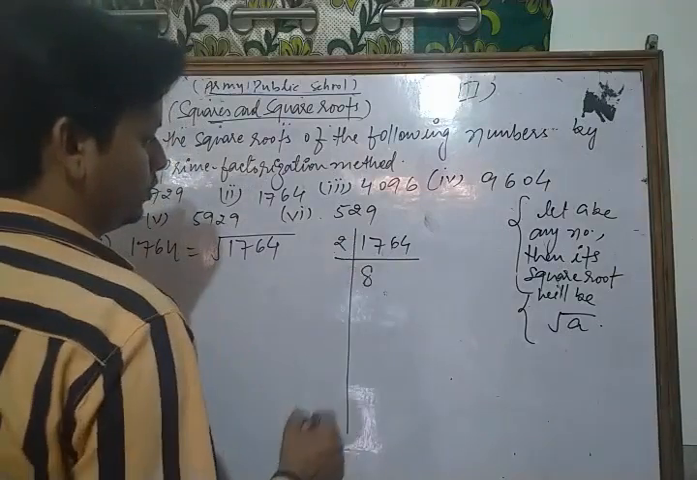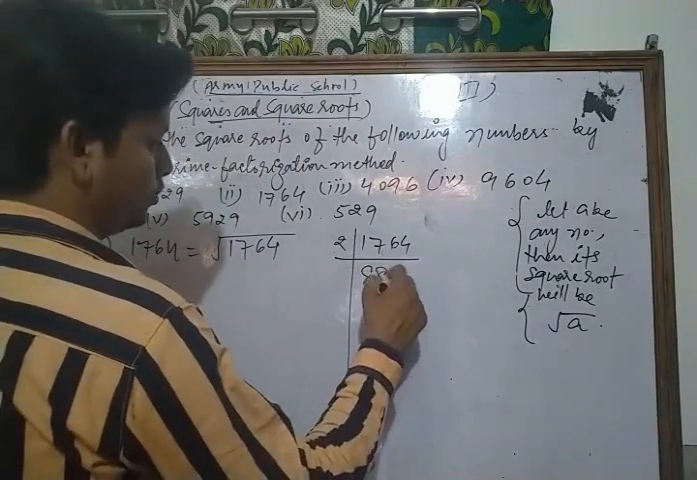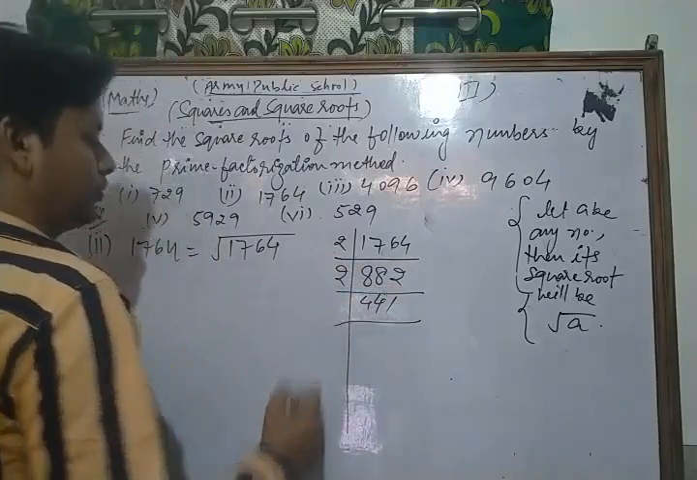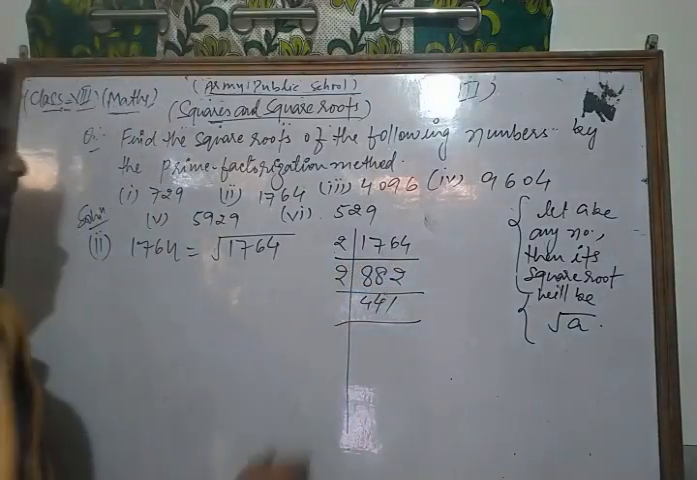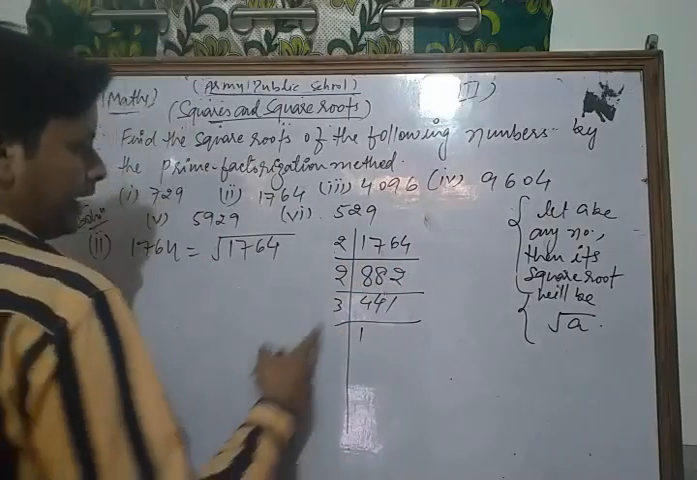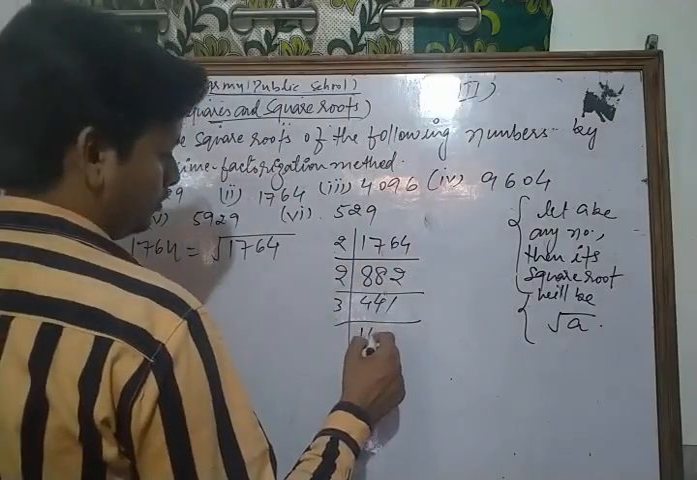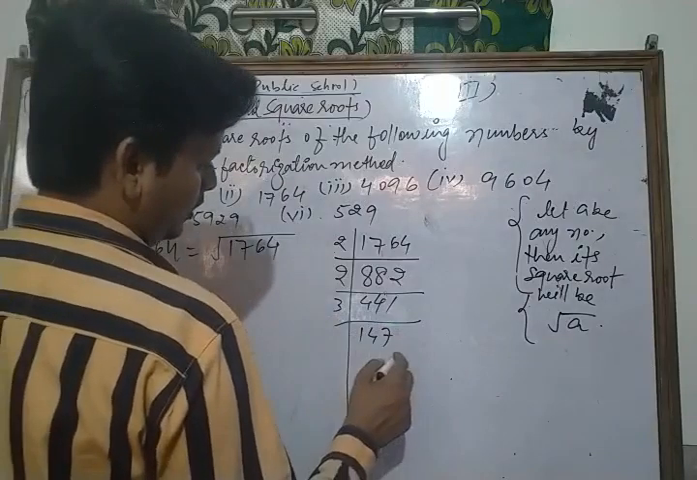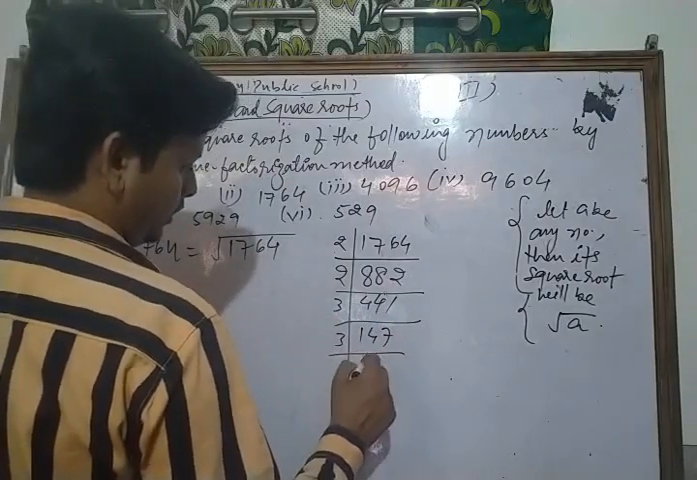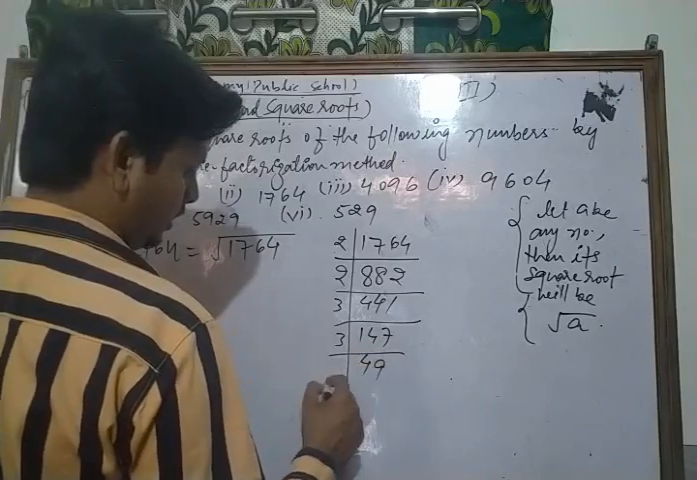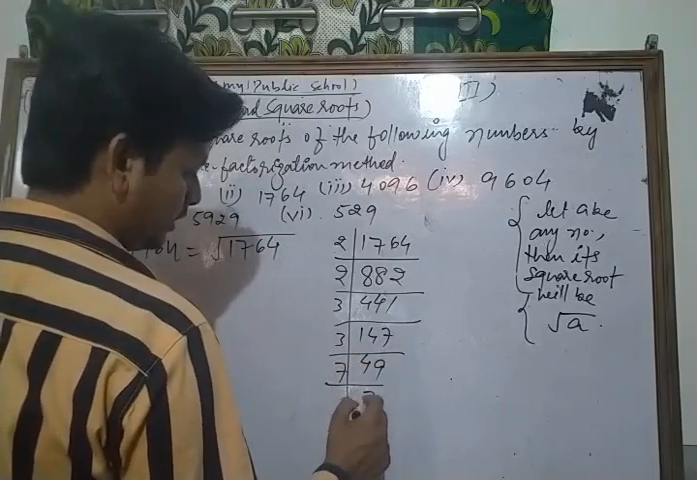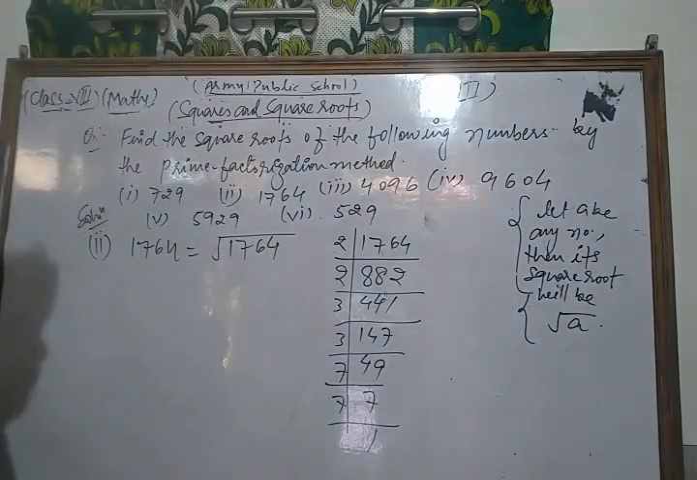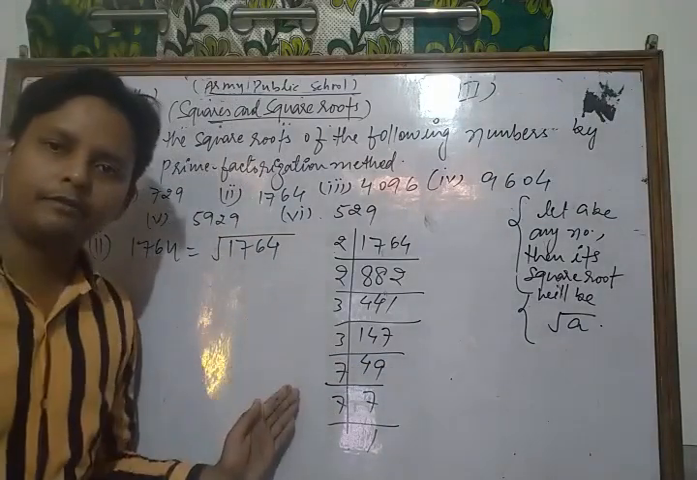2 2s are 4, 2 at the 16. Now again by 2, 2 4s are 8, 2 1s are 2. Now by 3, 3 1s are 3, carry 1, 14. Again by 3, 3 4s are 12, 3 9s are 27. Then 7 7s are 49, and 7 1s are 7. So in this way first of all we do the prime factorization.